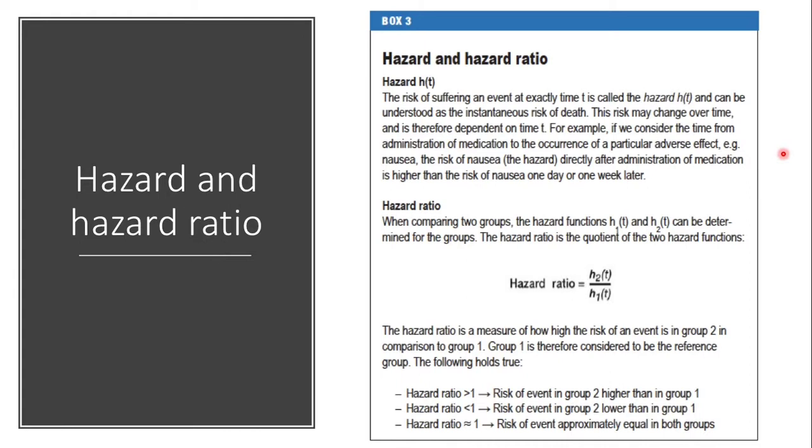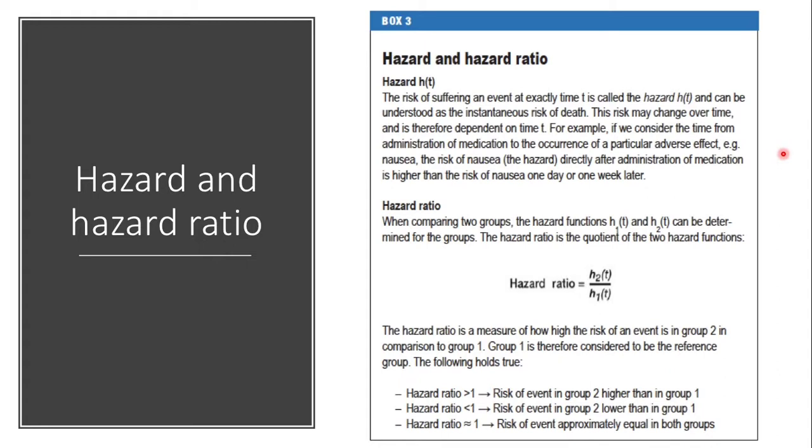So say, for example, they consider the time from administration of a medication to the occurrence of post-op nausea and vomiting. The risk of nausea, the hazard, directly after the administration of the medication is higher than the risk of nausea, say, 1 day or 1 week later. The one you're going to see most commonly reported in literature, and one of the YouTube videos does a very good job of explaining these, is hazard ratios.